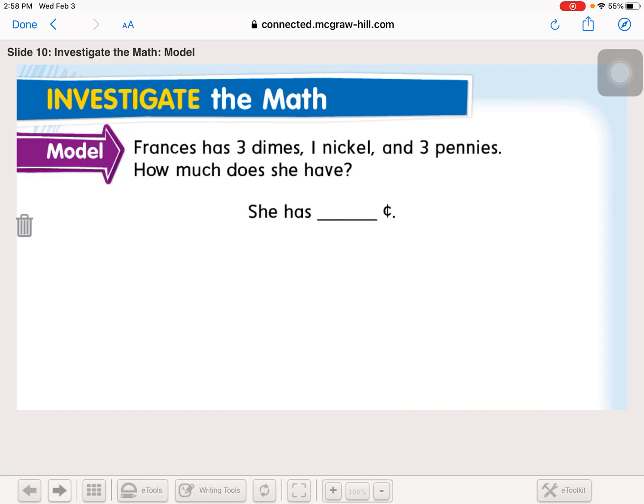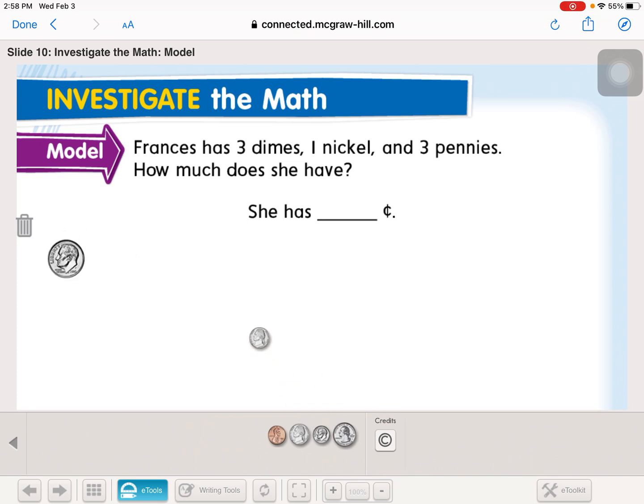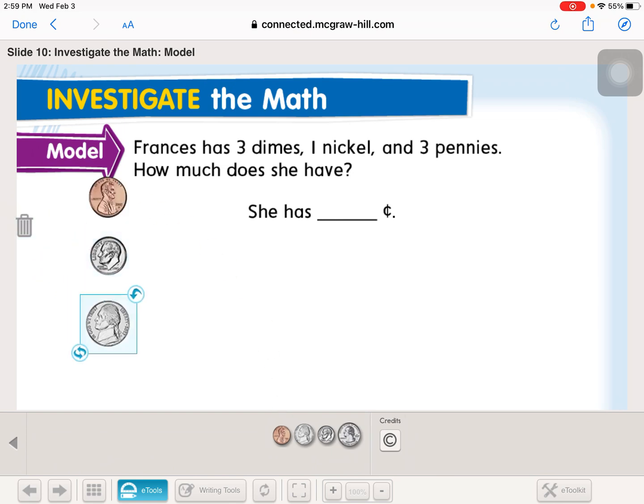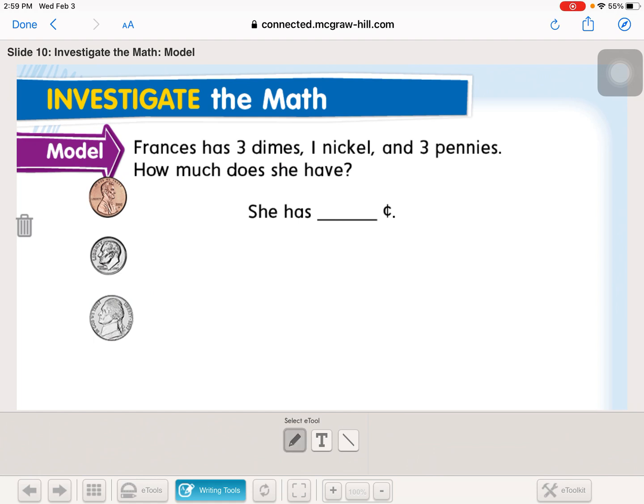Okay, so we are going to practice counting some coins today, and the first step in that is that we need to know what these coins are and how much they are worth. So let's look here first. This is a dime, this is a nickel, and this is a penny. Okay, so a penny is worth 1 cent.